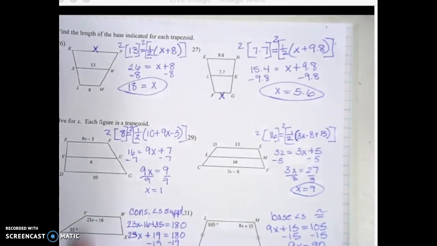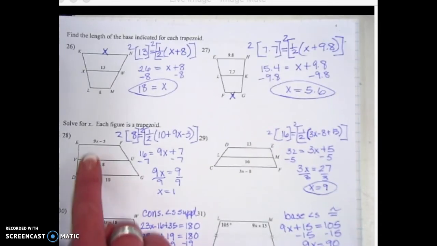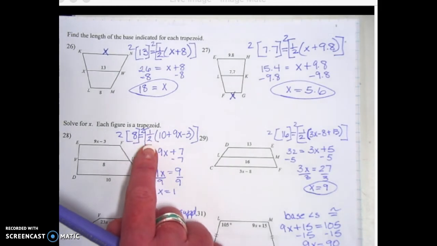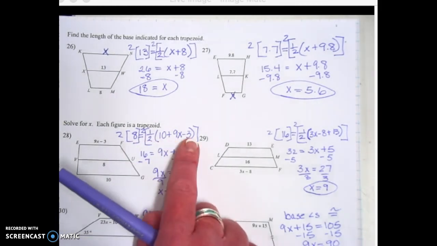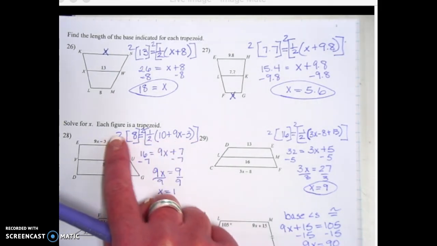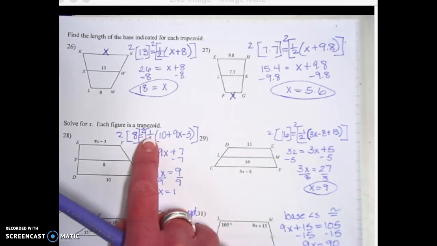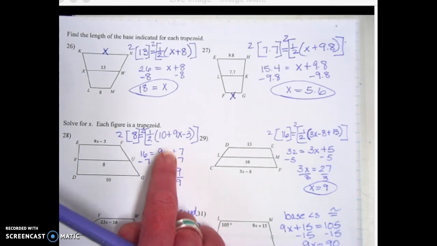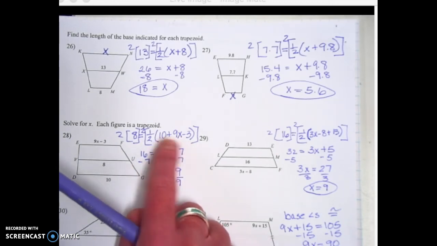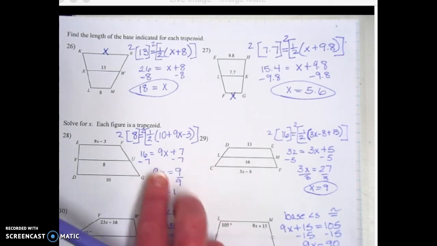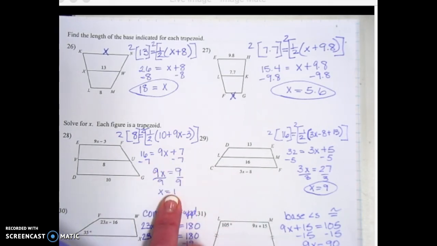28 throws in even more algebra. So I set the mid-segment 8 equal to half of the two bases added together. Multiply both sides by 2. Over here you get 16. Over here on the right, it gets rid of the 1/2. I combined the 10 and the minus 3 to get 7. Subtract 7 from both sides, divide both sides by 9. You should get x equals 1.